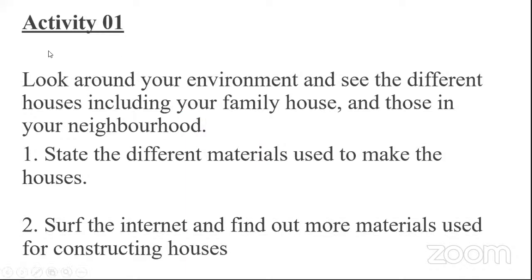So our activity number 1: look around your environment and see the different houses, including your family house. When I talk of the family house, that is where you are right now, if at all you are home, or any house you are in, we shall call it the family house for the meantime. Whether you're renting, it is okay. As long as you pay for it, it is now your family house. And those in your neighborhood. So you can look around the neighborhood. There are some houses of any nature or any type. Then 1, we should state different materials used to make the houses.